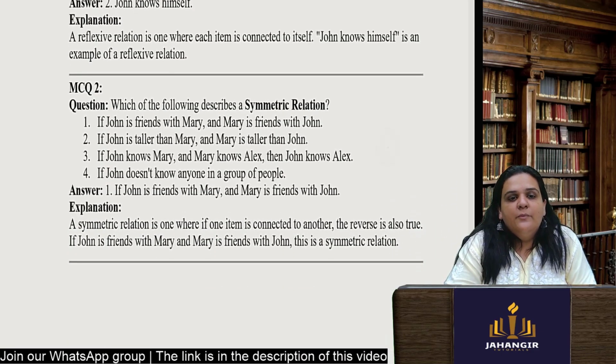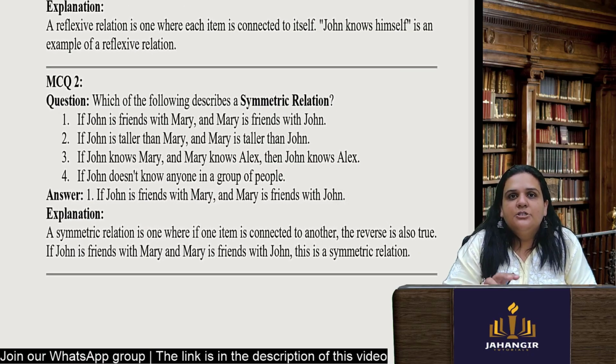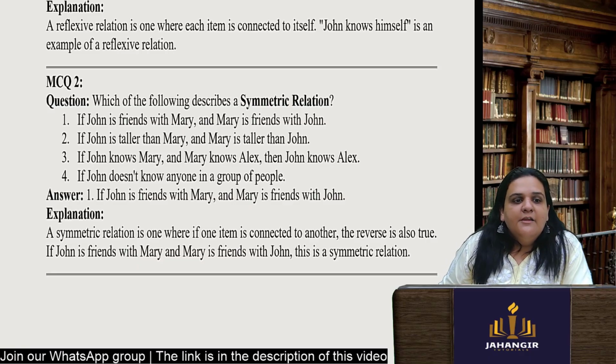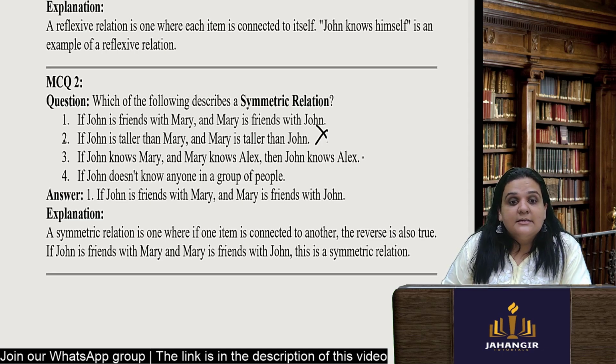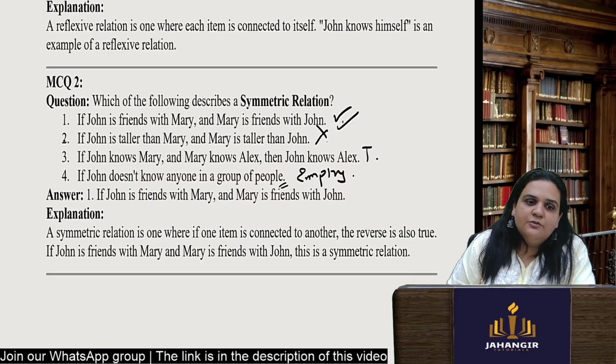Which of the following describes a symmetric relation? Symmetric relationship means A knows B, so B knows A as well. If John is friends with Mary and Mary is friends with John, that is symmetric. If John is taller than Mary and Mary is taller than John, that could not be possible. If John knows Mary, Mary knows Alex, and John knows Alex, this will be a transitive relationship. If John doesn't know anyone in the group of people, this will be an empty relationship. So this is the answer: John is friends with Mary, so obviously I can say Mary is a friend of John.